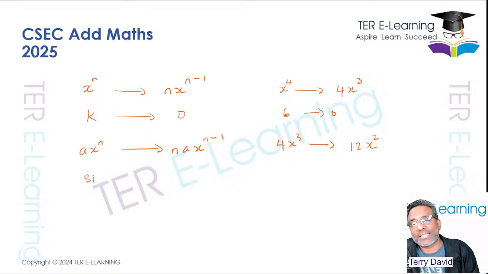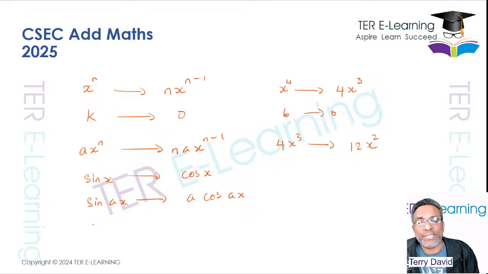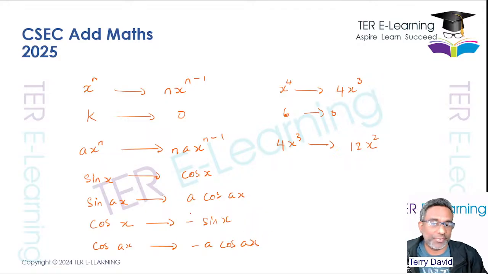Also, if you differentiate sine x, you get cosine x. We also need to know what happens when we differentiate sine ax. If you differentiate sine ax, you get a cosine ax. We also need to be familiar with cosine. If I differentiate cosine x, you get negative sine x. Some of these formulas are given to you in the exam, not all of them are, so you need to remember these things. If we have cosine ax and we differentiate this, it is minus a sine ax. These are some basic differentiation formulas that we need to remember.